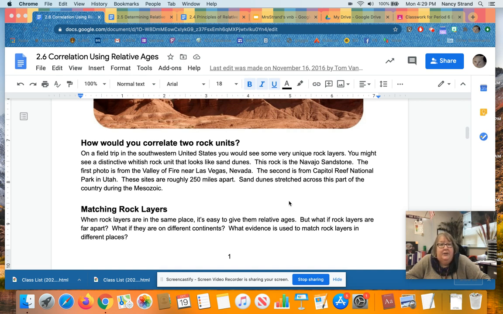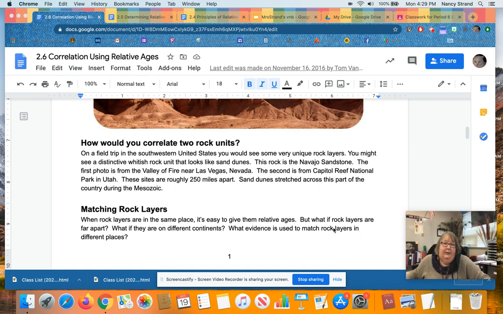Matching rock layers. When rock layers are in the same place, it's easy to give them relative age. But what if rock layers are far apart? What if they're on different continents? What evidence is used to match rock layers in different places?